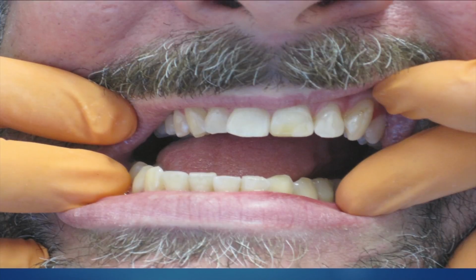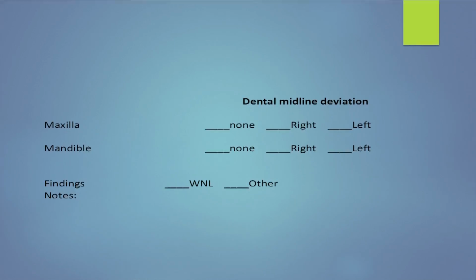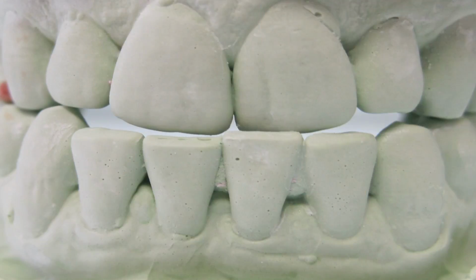I check lateral movements. Hopefully that's 7 millimeters or more. Right and left lateral. The midline. Many patients, when they open or protrude, their mandible will deviate to the left or to the right. Now that is okay. There's nothing wrong with that.